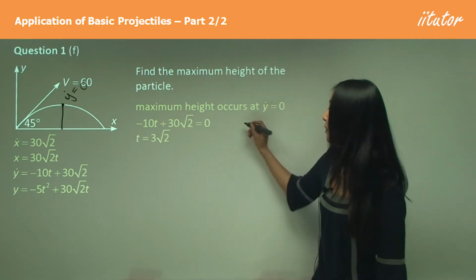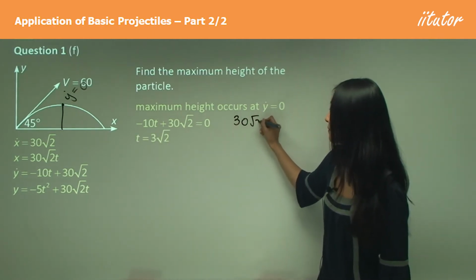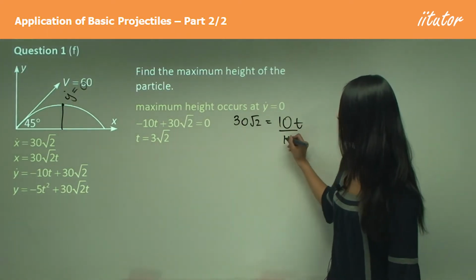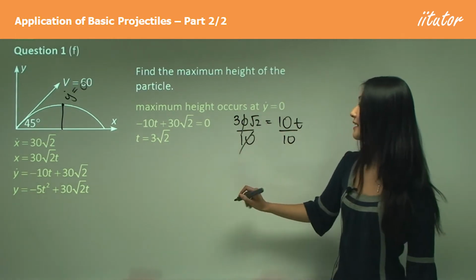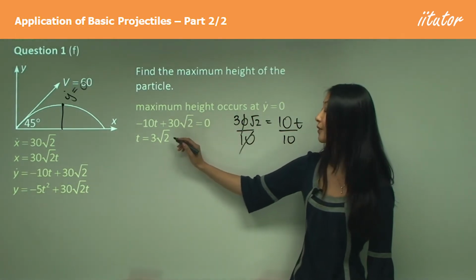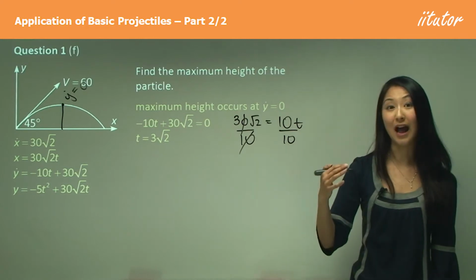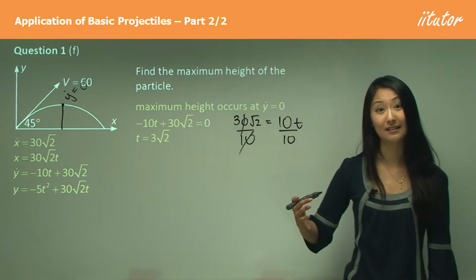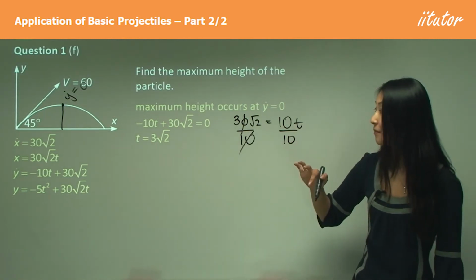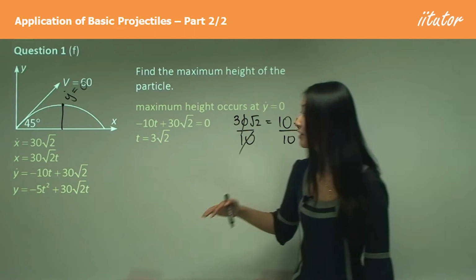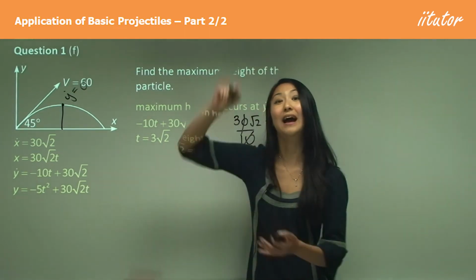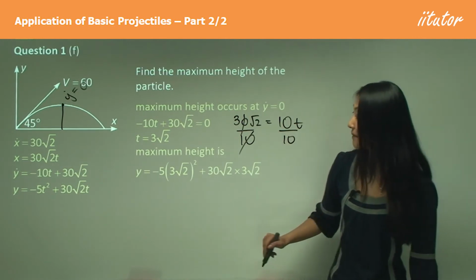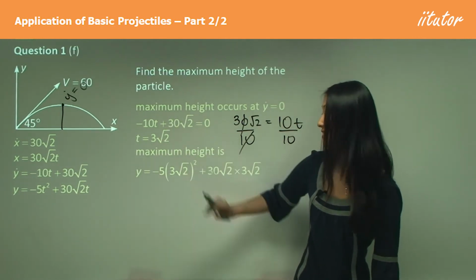In this one, what you've done is 30 square root 2, move 10t over here, divided both sides by 10. That cancels, so you get 3 square root 2, which means that the maximum height occurs at the time of 3 square root 2 seconds. Now we've worked out the time, all we need to do is substitute it into the vertical displacement to work out what the actual height is. So that's exactly what we do here. The maximum height occurs at this time.